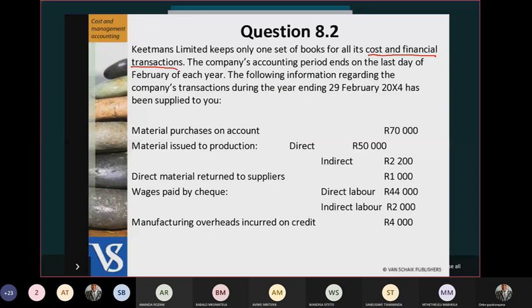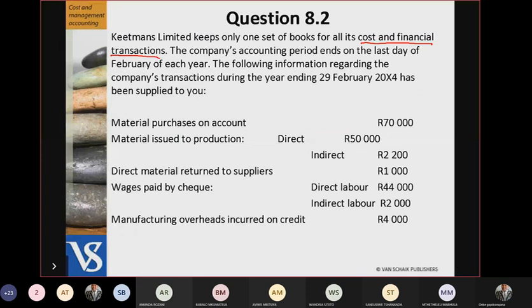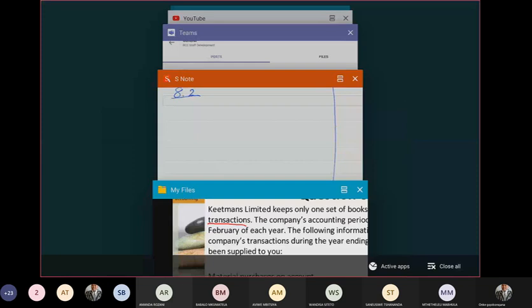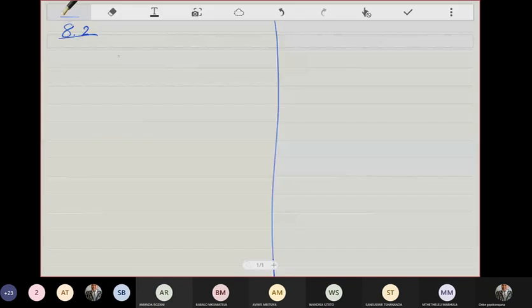Look at the first transaction. Material purchases on account 70,000. The mere fact that they say that it is purchased on account, you know that this is a credit purchase. So the accounts involved there are your material account and accounts payable. Then open a trade account there.